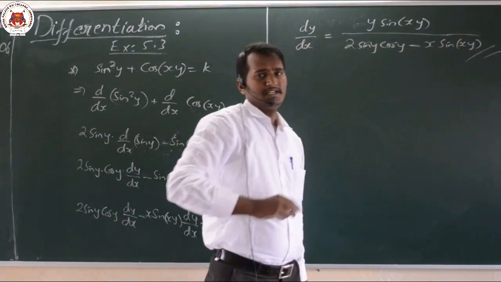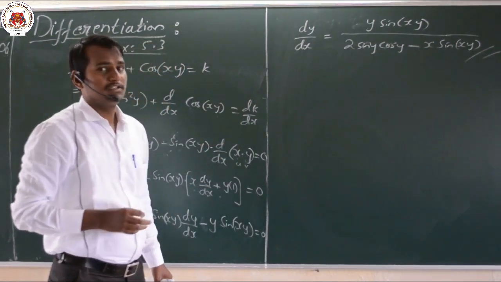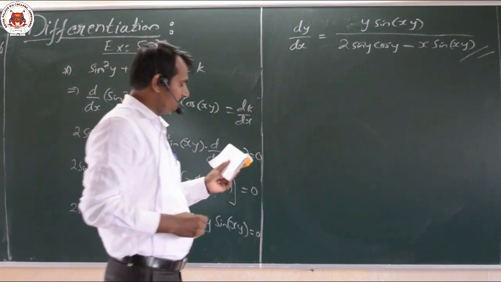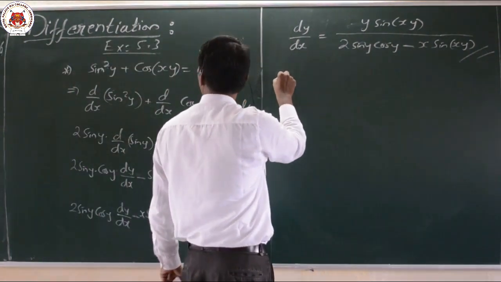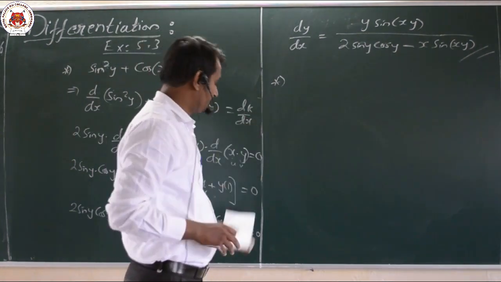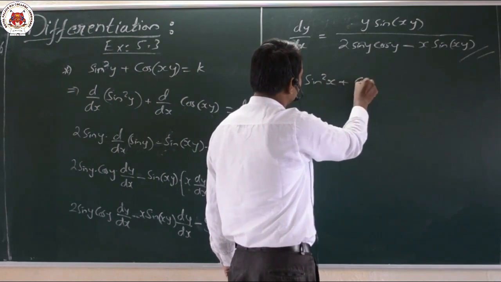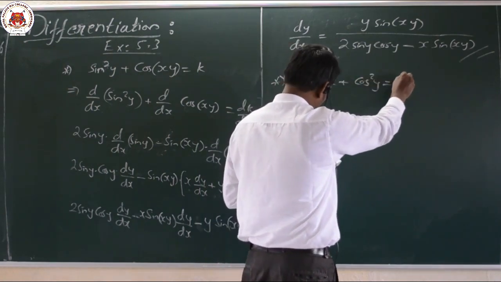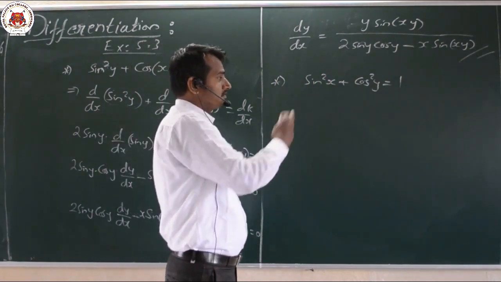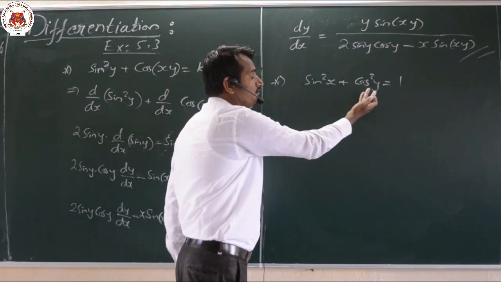Very simple example it is. Dear students, it is a very simple example and may be asked in your question paper also. Now a similar kind of problem we shall observe. The last problem on this particular type of implicit function is sine square x plus cos square y equal to 1. If you have sine square x plus cos square x, it is different. Here we have sine square x plus cos square y.